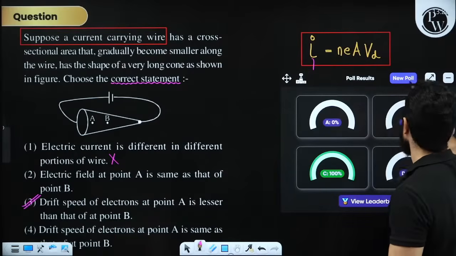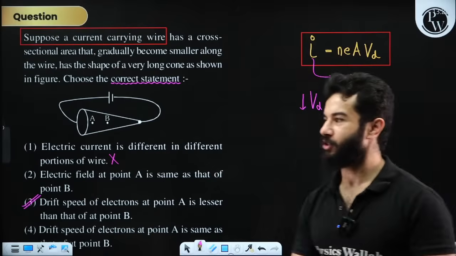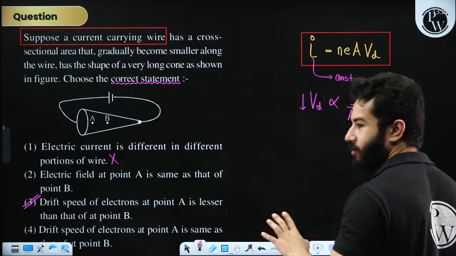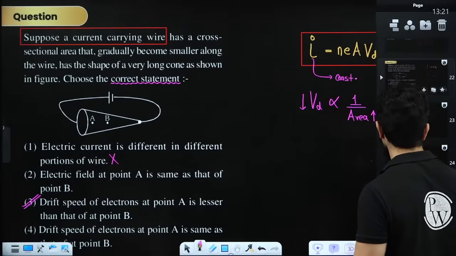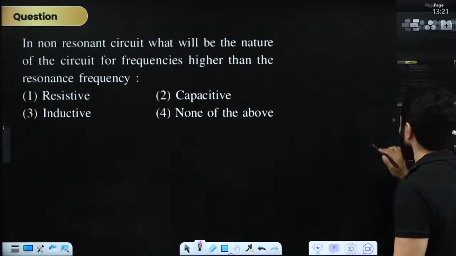Very good. Great. Any doubt, my dear friends, from this question or any of the questions from the previous slides? You can ask me. Chalo, I'm moving on to the next problem.